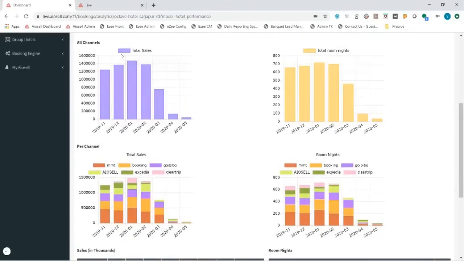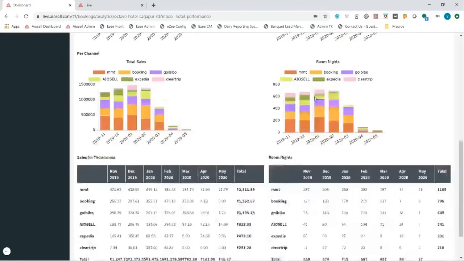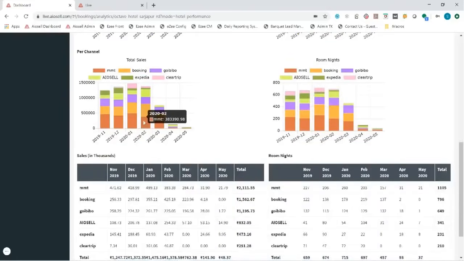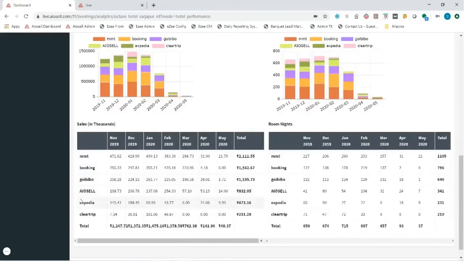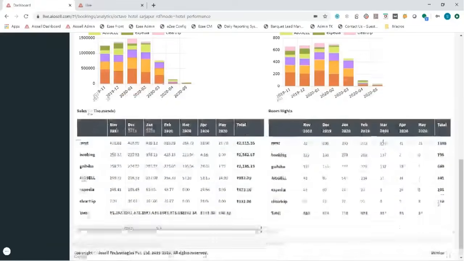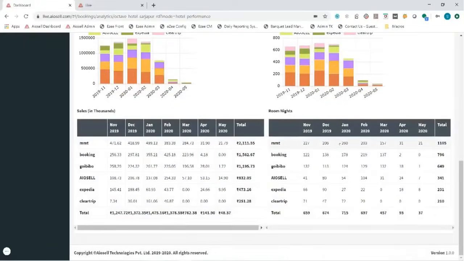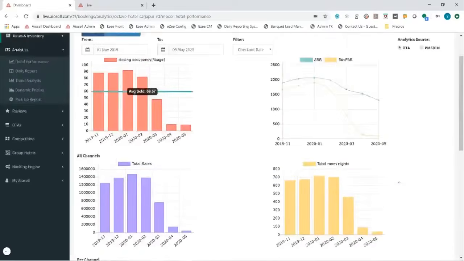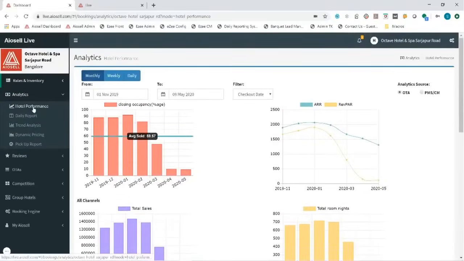We see total sales in terms of the total dollar sales for each of the months, along with the room nights for each of the months. We have a breakup of the channels through which those bookings came. So we have all the OTAs like Booking.com, Expedia, and any regional OTAs like Make My Trip. All of that both divided from the total amount as well as the room types, and it is also displayed in a table format if that is easier to read. So this is on the hotel performance.